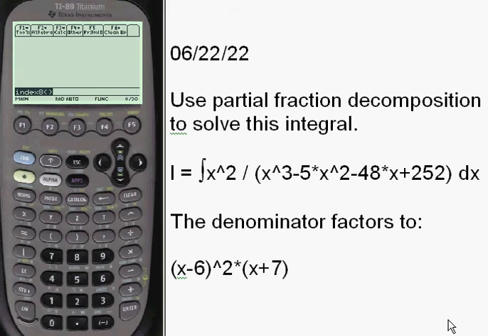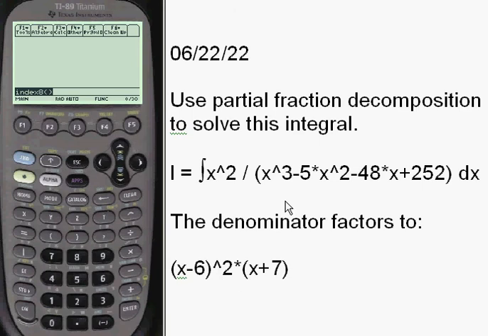I've been working on the physics side of my program, so I haven't gotten into calculus here, but I want to do a video today of this. I'm still into partial fraction decomposition. I've found about 8 or 10 different ways of factoring the denominator of things.